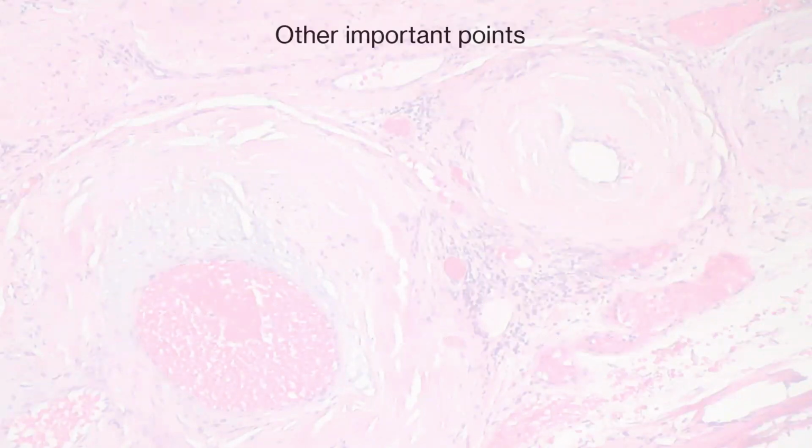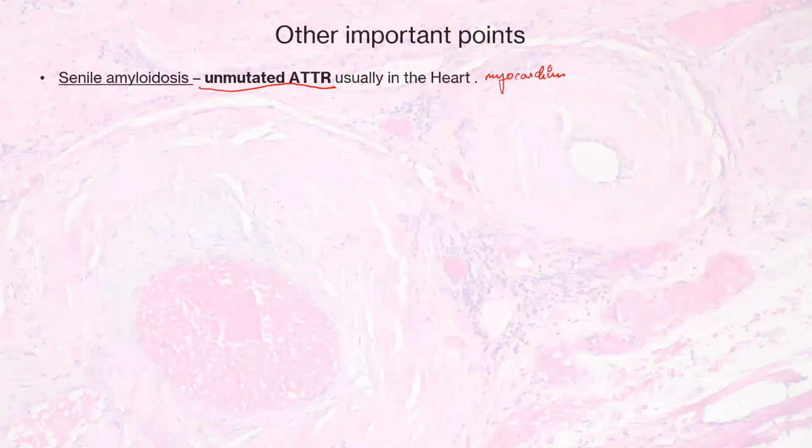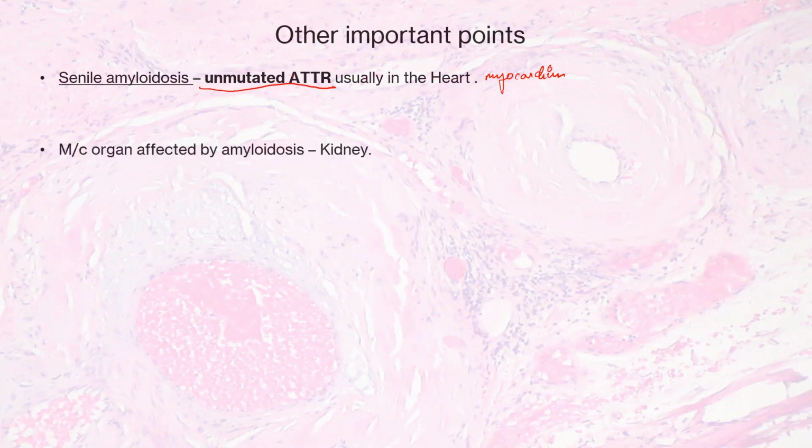Other few important points we need to remember is senile amyloidosis. Here, we have accumulation of unmutated amyloid transthyretin protein. And this usually occurs in the heart. Where in the heart? The myocardium of the heart. Therefore, senile amyloidosis is also called cardiac amyloidosis.